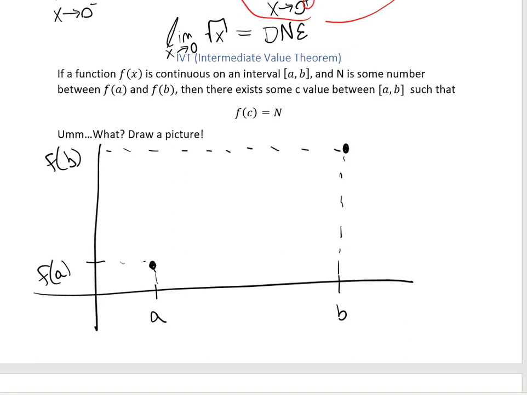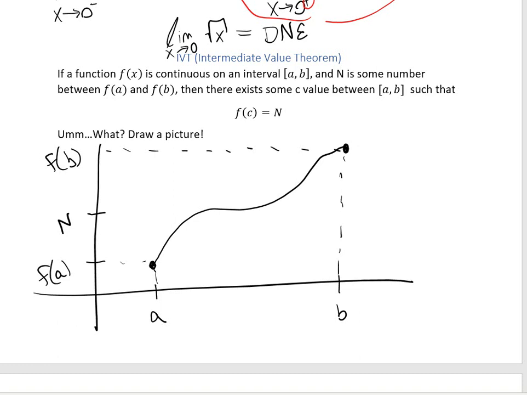All right, so f is continuous on an interval from a to b, got it, drew it out, and n is some number between f of a and f of b. So n. Oh, I almost forgot. f is a continuous function. That means I can draw it without picking up my pencil between a and b.